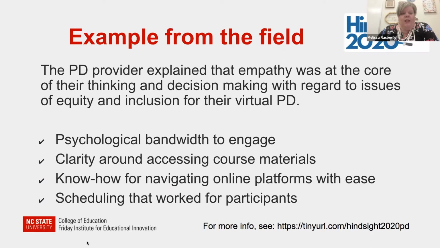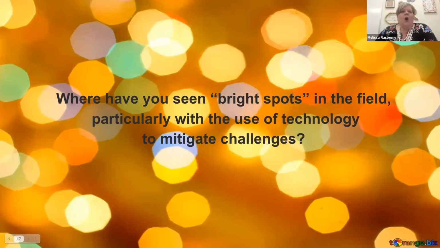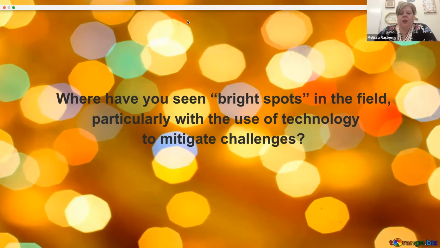There are still a lot of places in this country where people aren't able to get on like this, like we can do. So I could go on and on about that, but I won't. But I will leave you with this question, just similar to Jill earlier. And that is, next slide, please. Where have we seen bright spots in the field, particularly with the use of technology to mitigate challenges when it comes to equity and computational thinking? I'd love to hear if you all have some of those examples when we have our Q&A time.